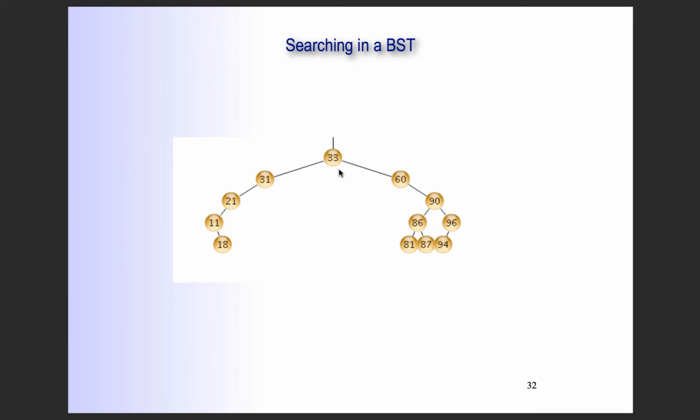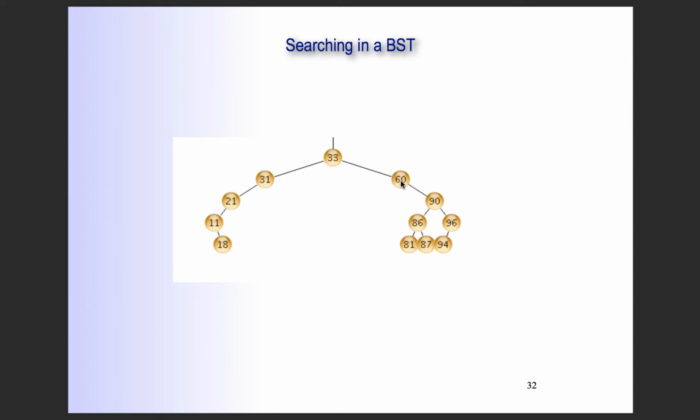Now searching is very efficient in a binary search tree. We have already seen this in our previous week. How we can apply the binary search algorithm in a binary search tree is very easy. For example, you are looking for 86. You start with the root. You know that 86 is greater than 33, so you should not go to the left side, because all the values on the left side are less than or equal to the root value, so you go to the right side.